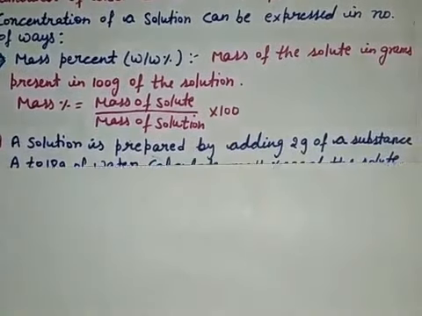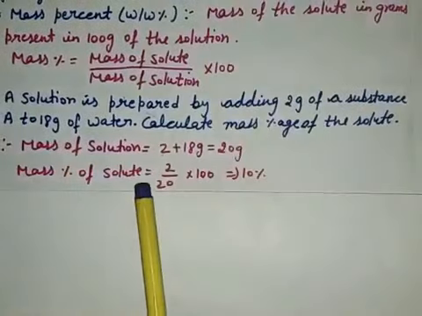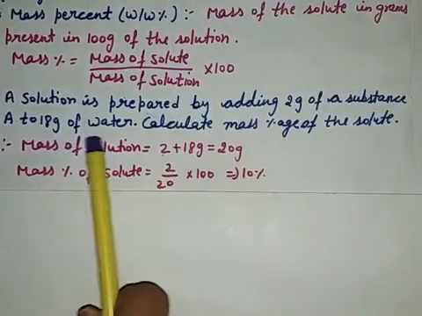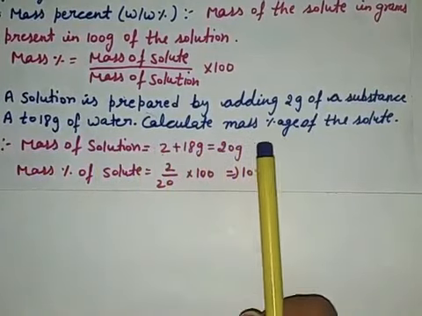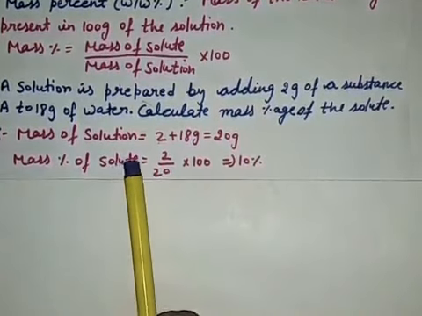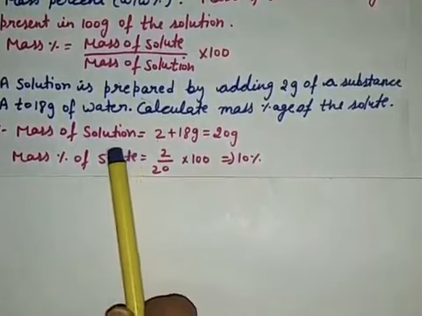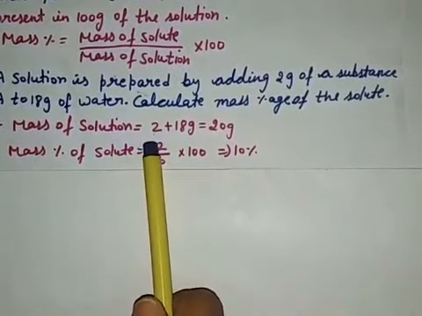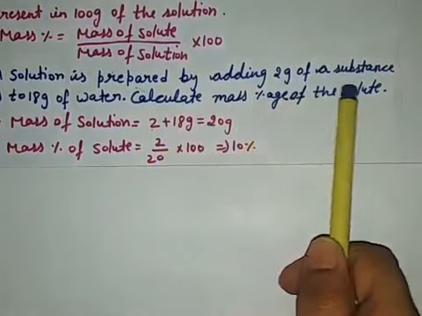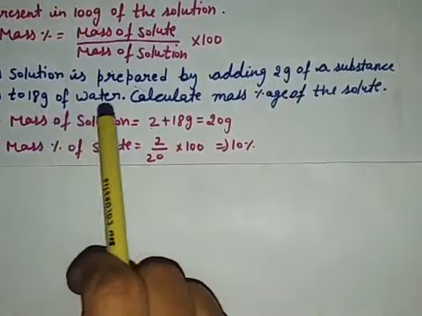So here, a solution is prepared by adding 2 gram of a substance A to 18 gram of water. Calculate the mass percentage of the solute. So here, first of all, we have to find the total mass of solution. So the total mass of solution is equal to 2 plus 18 gram, because as you can see, 2 gram of a substance to 18 gram of water.